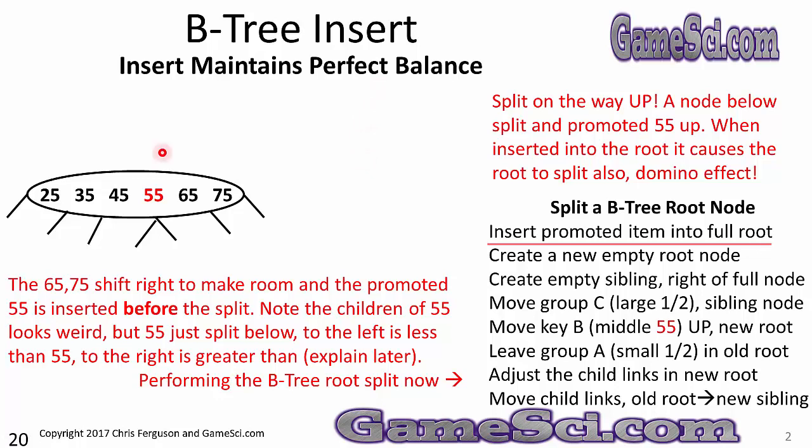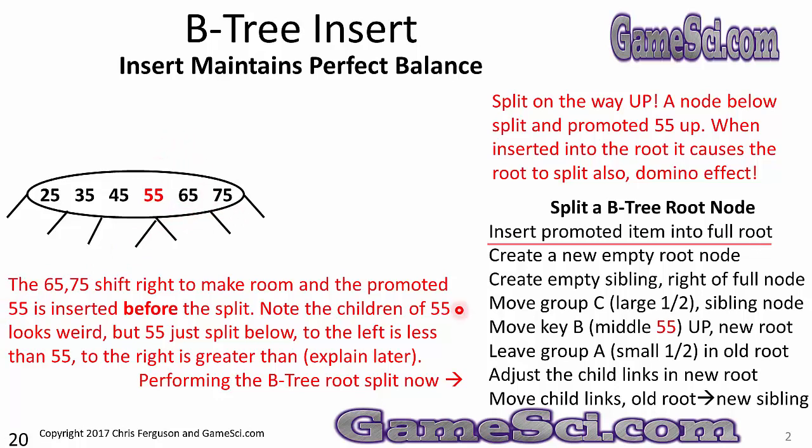At this point, we're back to the root, and 55 promoted up into the root and is going to cause a root split. Let's look carefully at the split of a B tree root node. The 65 and 75 had to shift right to make room for the promoted 55. So 65 and 75 moved over, and we inserted 55 into the split.